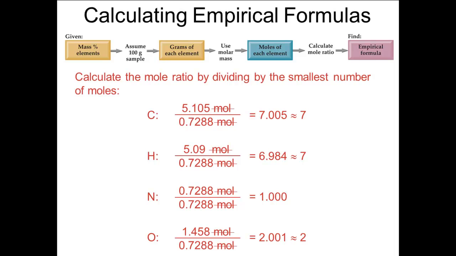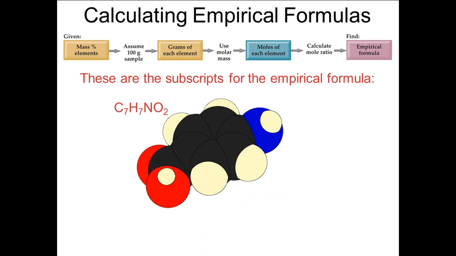When we divide by the smallest number of moles we found, 0.7288, we get these ratios, which are close enough to whole numbers to round off to whole numbers. So the empirical formula is C7H7NO2.